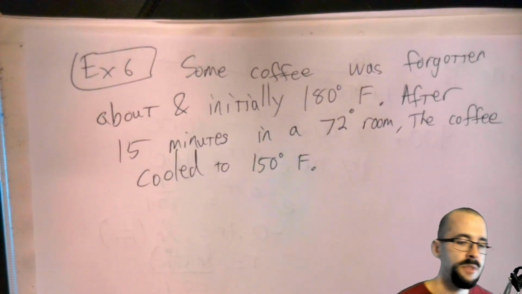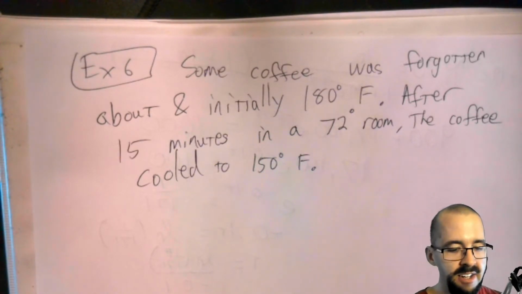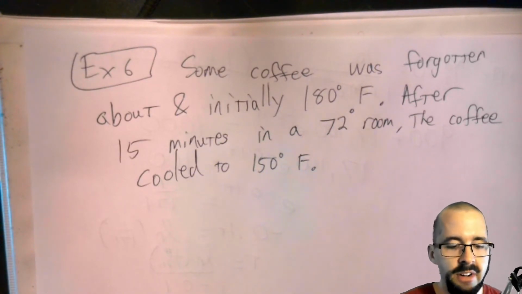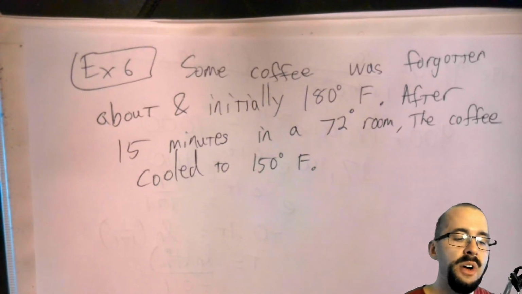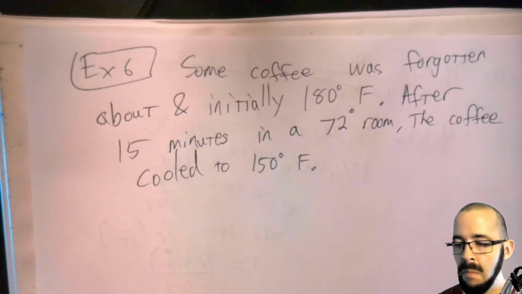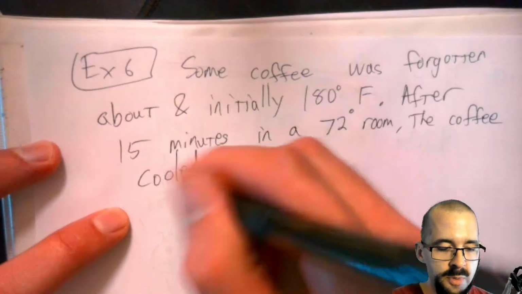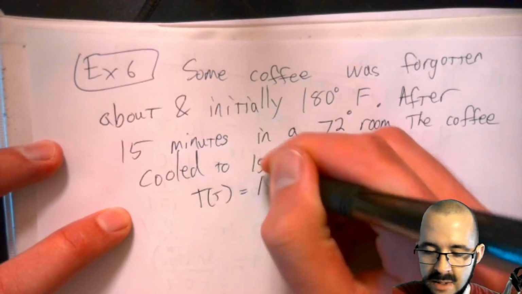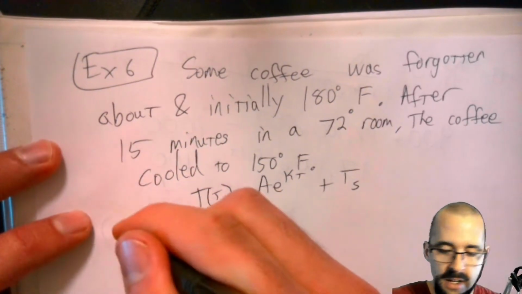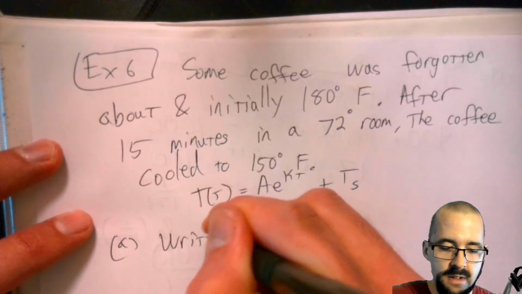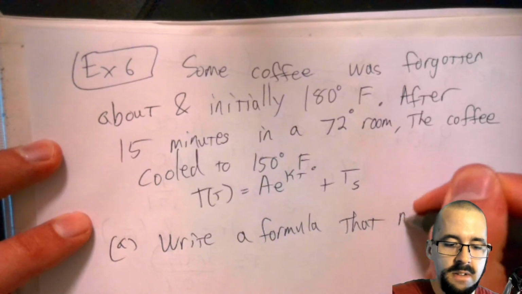So it started out at 180 degrees. We made the coffee, set it on the desk, forgot about it. The room is 72 degrees Fahrenheit. And after 15 minutes, the coffee is now 150 degrees Fahrenheit. So we're going to use Newton's law of cooling. Just remember, Newton's law of cooling is T of t equal to a e to the kt plus capital T sub s. So part A is to write a formula that models this.